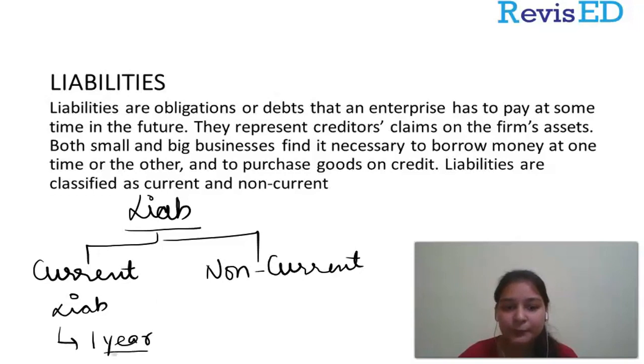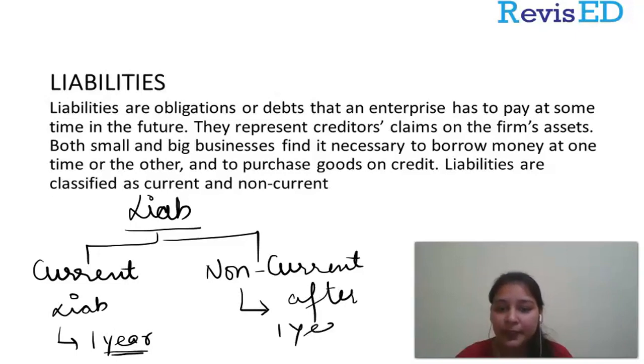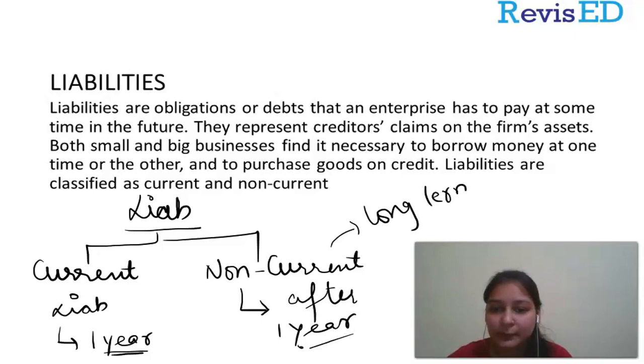We have to pay it within a year. Let's say if I have taken a loan from the bank and I have to pay it within a year, so that would become a current liability. Non-current liabilities are those liabilities which I have to pay after 1 year. Matlab, I can pay it after 1 year. So those are known as non-current liabilities, or we can say long-term liabilities as well. Non-current liabilities are long-term liabilities and current liabilities are my short-term liabilities.